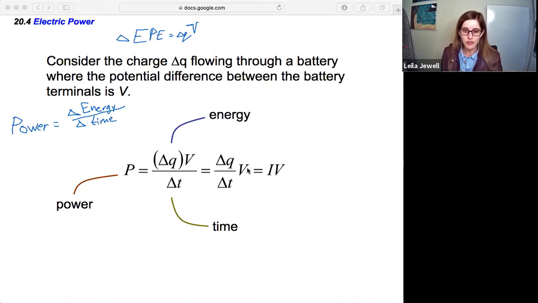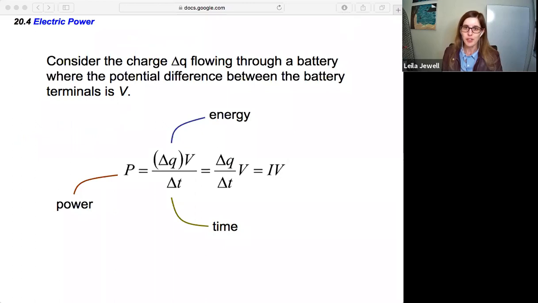We'll put the deltas over each other. So delta Q divided by delta T, and we're just going to move the voltage to the outside of this. Because it's multiplication, the order doesn't matter. So we're free to move the voltage to the outside. And then we notice this grouping, we have delta Q over delta T, the change in charge over the change in time. That's our definition of current. So instead of writing it in terms of Q and T, we can just write it as I, or that the power is equal to the current times the voltage.